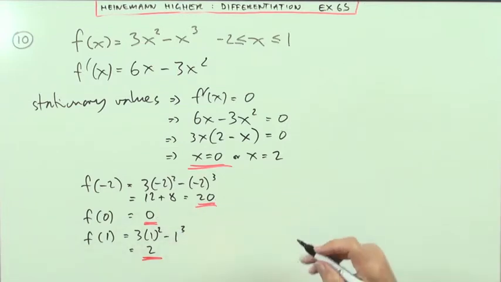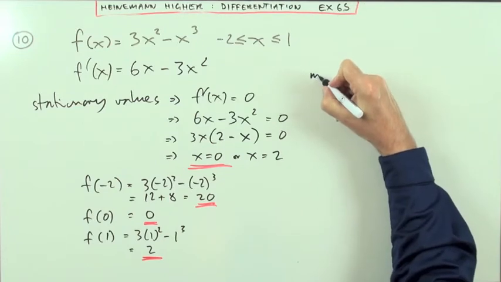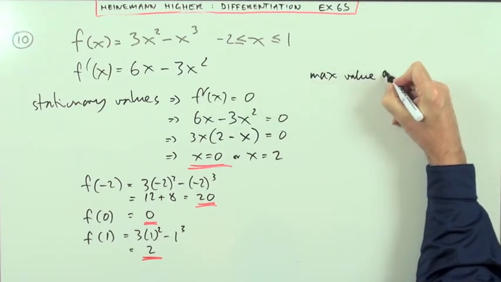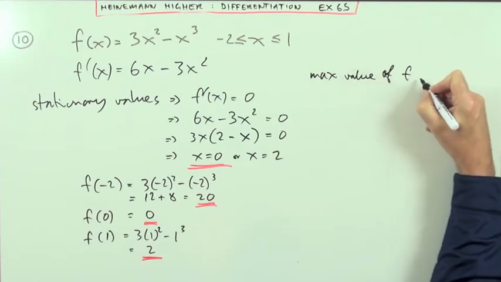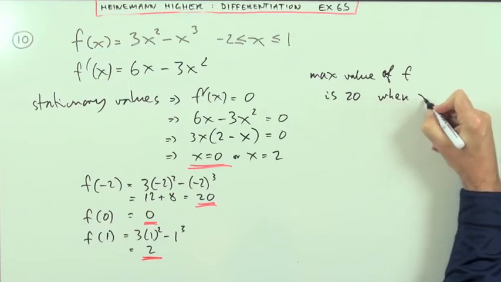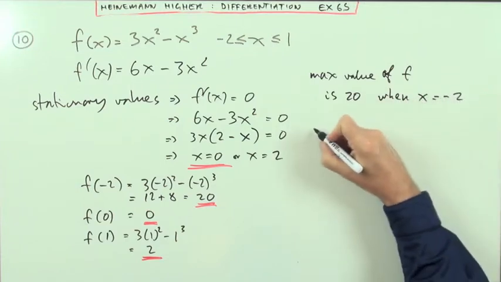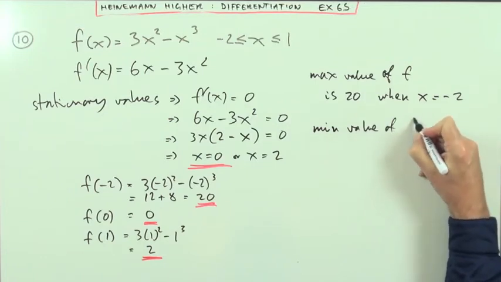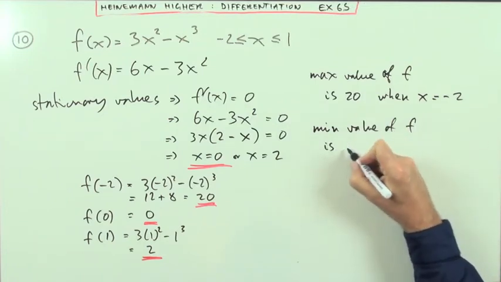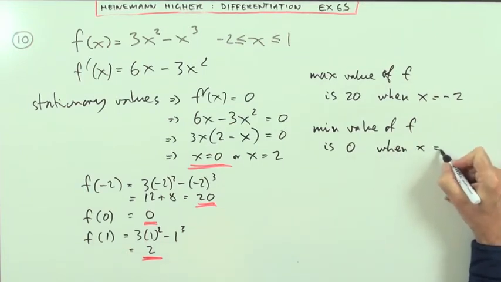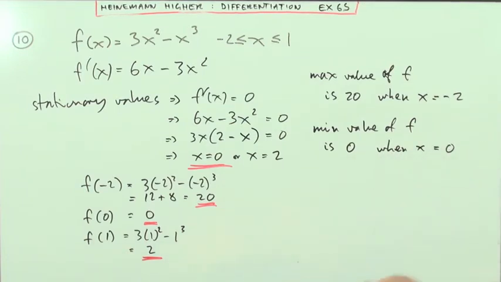So if the question says what's the maximum minimum values, I'll say this now. I'll have to put it up here. Maximum value of the function is 20 when x equals -2, and the minimum value of the function f is 0 when x equals 0. And that's all I need.